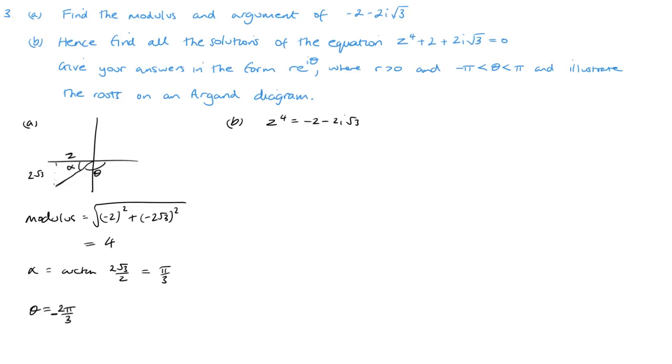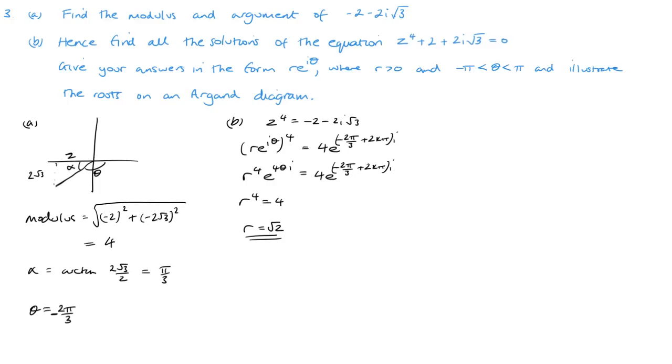So let's, for a change in this case, do it all in exponential. So I'm going to do r e to the i theta to the power 4 equals 4e to the minus 2 pi by 3 plus 2k pi i. Okay, so r to the 4 e to the 4 theta i equals 4e to the minus 2/3 pi plus 2k pi i. So r to the 4 equals 4. So this means that r is going to be root 2. 4 theta is equal to minus 2/3 pi plus 2k pi. So there's my nice setup.